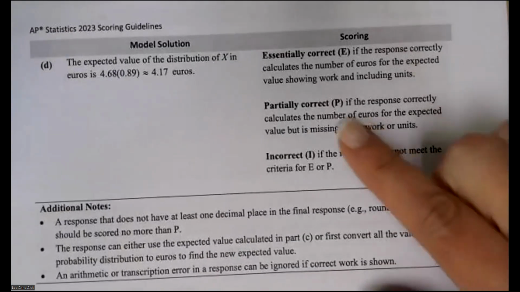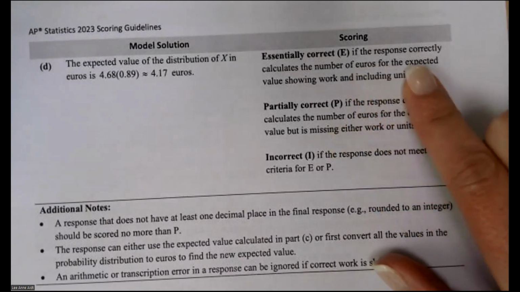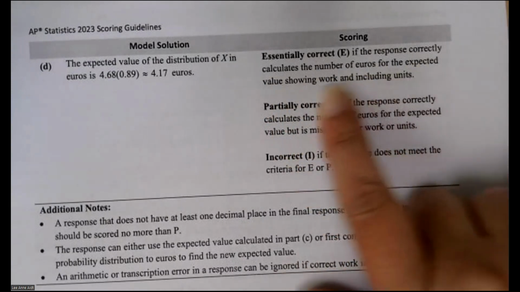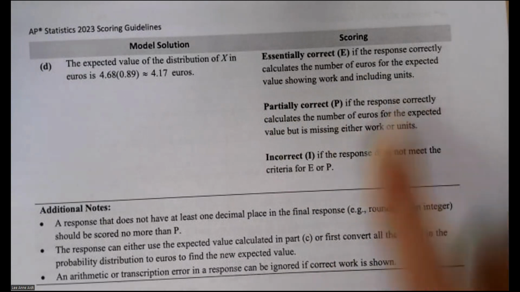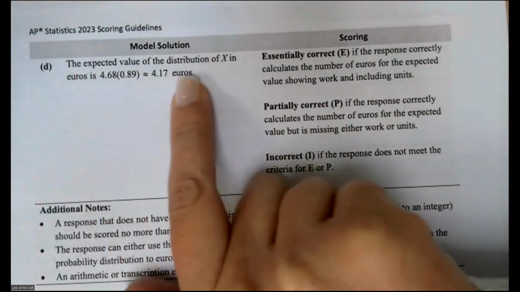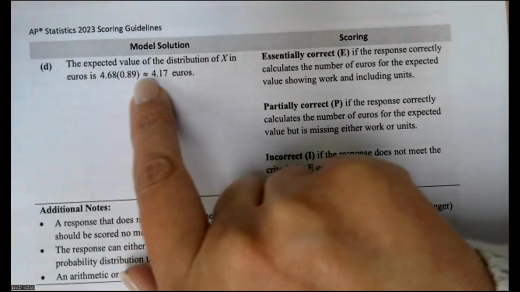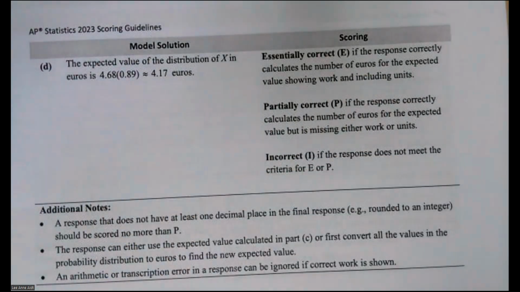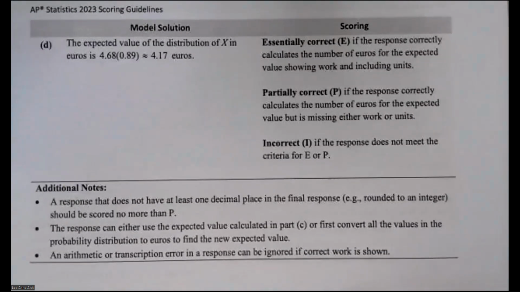Okay, D. If the response correctly calculates the number of euros, showing the work and including units. So 4.68 times 0.89 equals 4.17 euros. All we have to do is just show work and the answer.